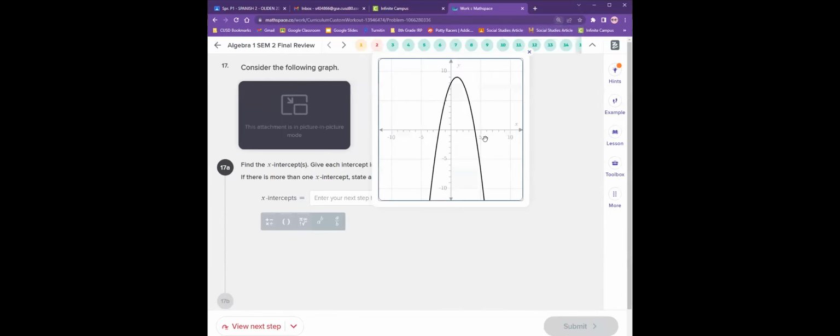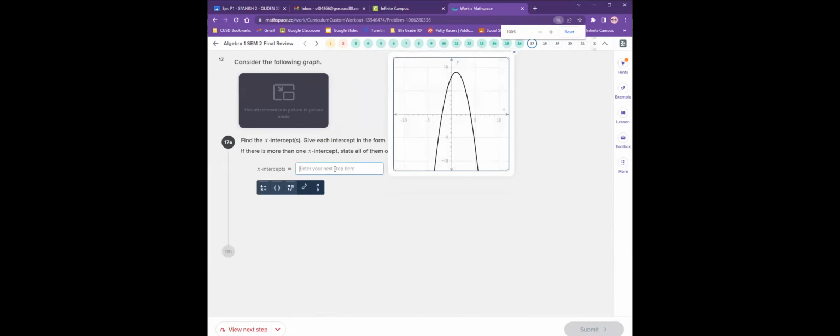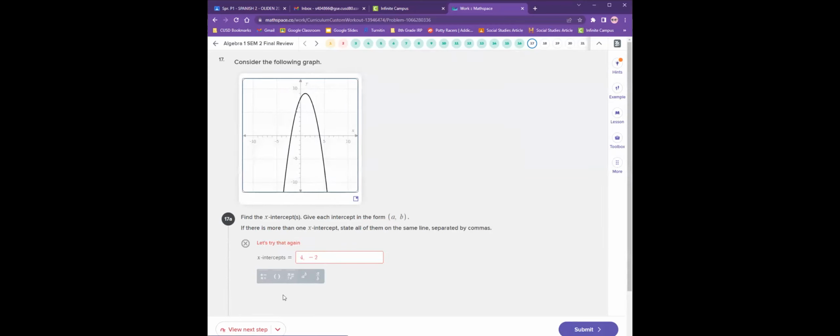So the x-intercepts are where it crosses the x-axis. 4, negative 2. It looks like they don't want an ordered pair. Well, they do want an ordered pair. So you got to write -2, comma, 0, and 4, comma, 0, in parentheses, like you just did there. Perfect. Then negative 2, comma, 0.